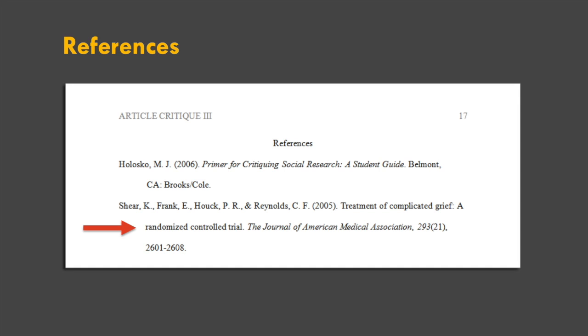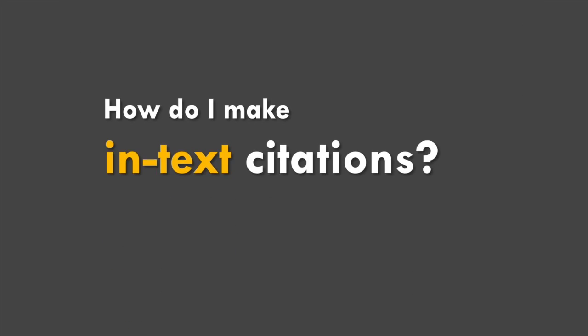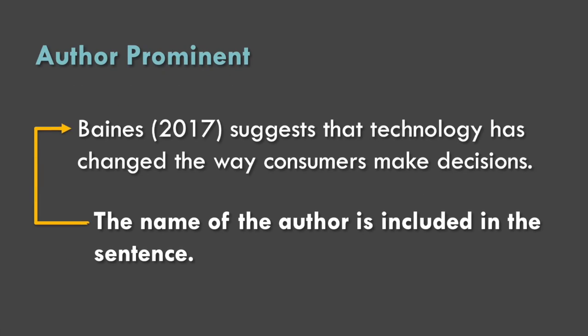Okay, so let's talk about how to make in-text citations. There are several common types that you need to know about. All of them will include the author's surname as well as the year of publication. The first style of in-text citation is called author prominence style. This is where the name of the author is included in the sentence. You would do this if the author of the paper is really significant and it's important that their name is mentioned in your actual essay.